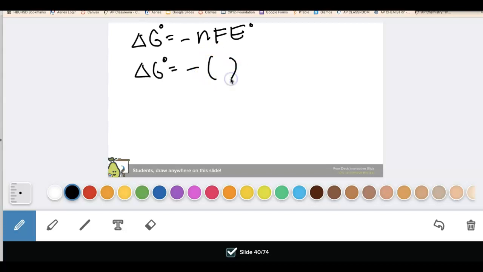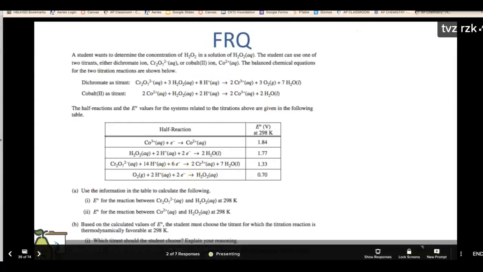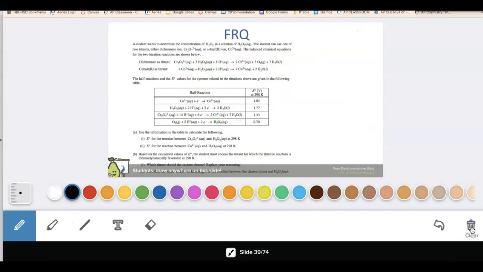Now, what is the moles in this one? So let's go back. The nice thing is the half reactions are written for us. Okay, we're doing these two half reactions, right? We said this was the reaction we were going to do because it gave us the positive voltage, right? What will my electrons be? 8, 2, 6, 12.